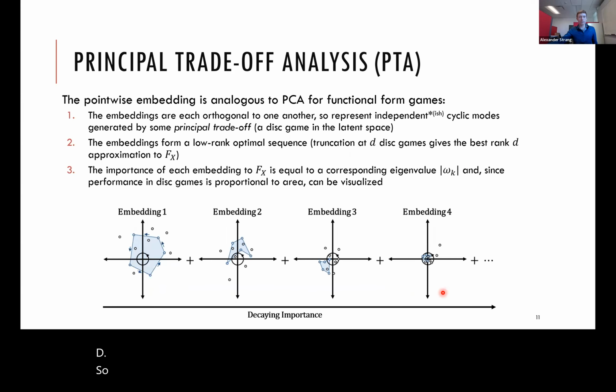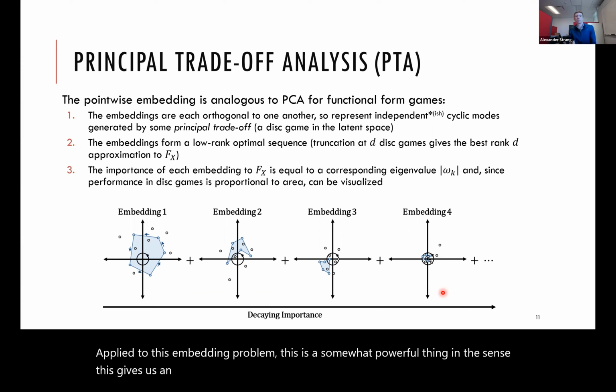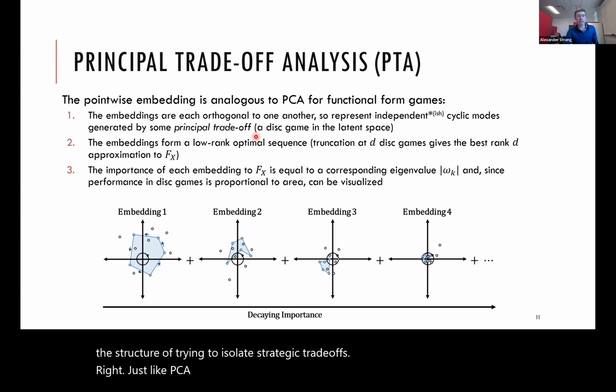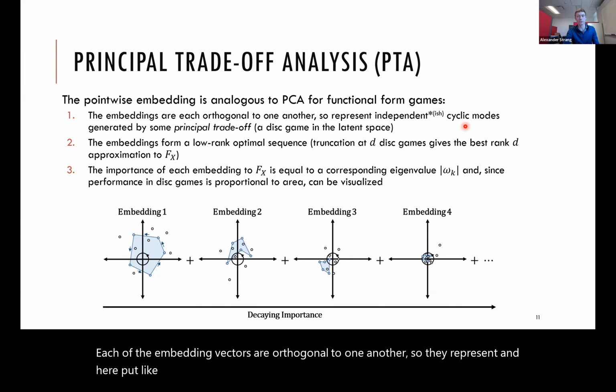Okay, so that's our matrix decomposition tool. Applied to this embedding problem, this is a somewhat powerful thing. In a sense, this gives us a method analogous to principal component analysis, but specialized to the structure of trying to isolate strategic trade-offs, right? Just like PCA, each of the embedding vectors are orthogonal to one another. So they represent, and here I put "independent" in quotes, cyclic modes or trade-offs in the game.